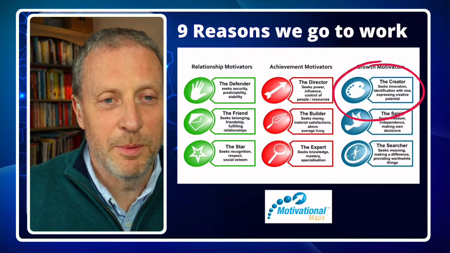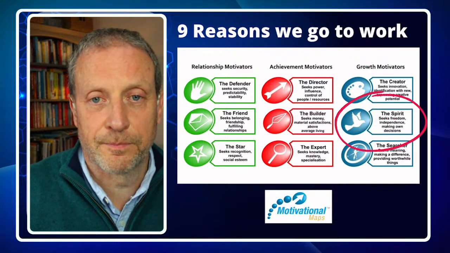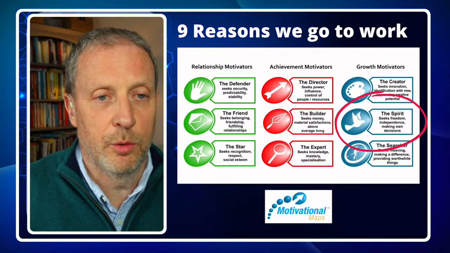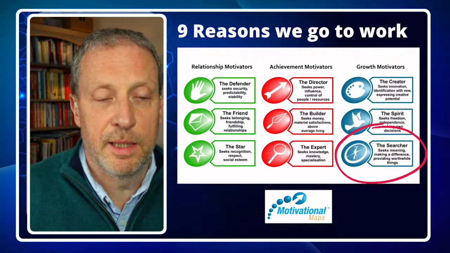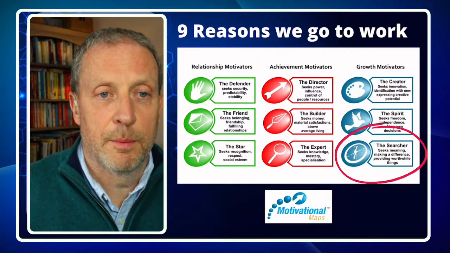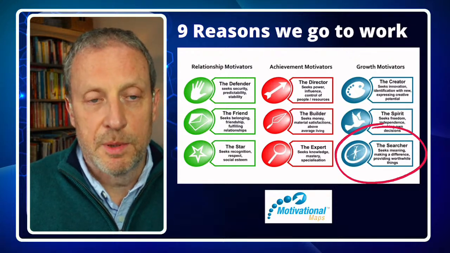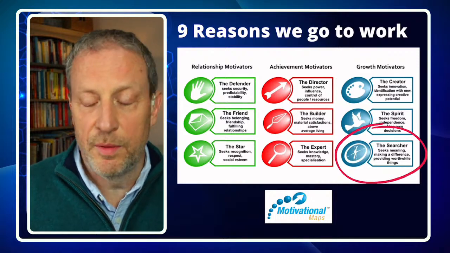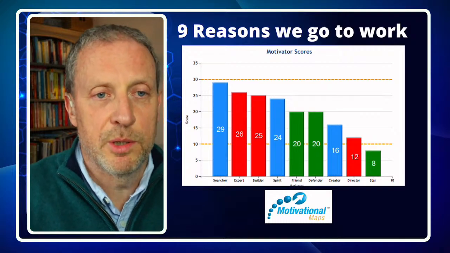We have the creator, which is the drive for innovation and creativity. Then we have the spirit, which is the freedom drive for autonomy. And then last, but by no means least, the searcher motivator, which is about making a difference and doing something worthwhile and purposeful. So they're the 9 motivators, and essentially, as I said, what we need to do is put these in order for all of us and understand which ones are most important to us.